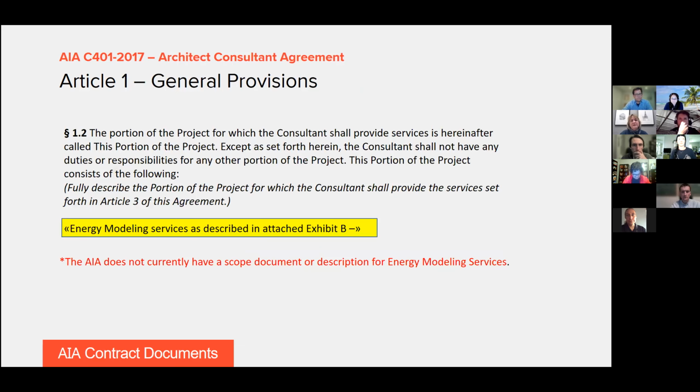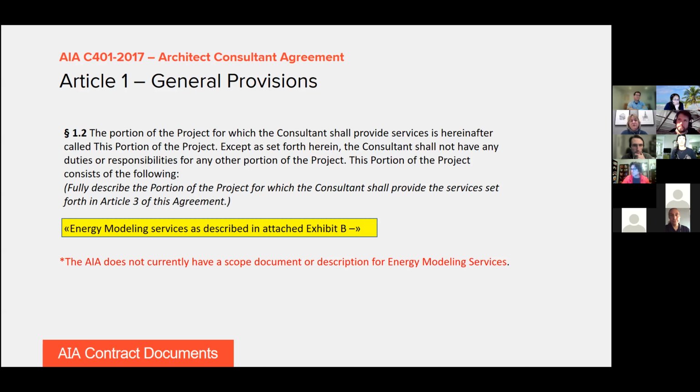And then likewise, if you are a consultant and you're working for the architect, you will typically be providing those services under a C401 if you're using the AIA suite of documents. And so I've just put a screenshot here of where you would be inserting those services.